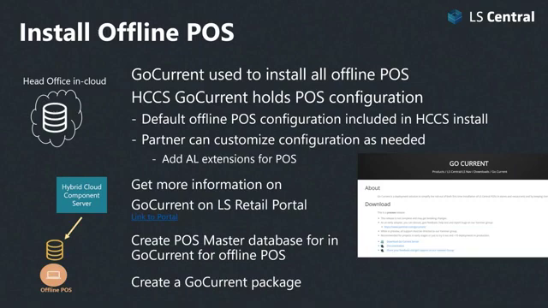First step to create a POS: you need to take a snapshot of the SQL, the POS master, to be used in the install of the POS. You do that by going to GoCurrent. That will take a copy of the database and make it ready. Then the next step is to create a GoCurrent package. This is a package including the SQL and all that, which can be used to implement the POS.